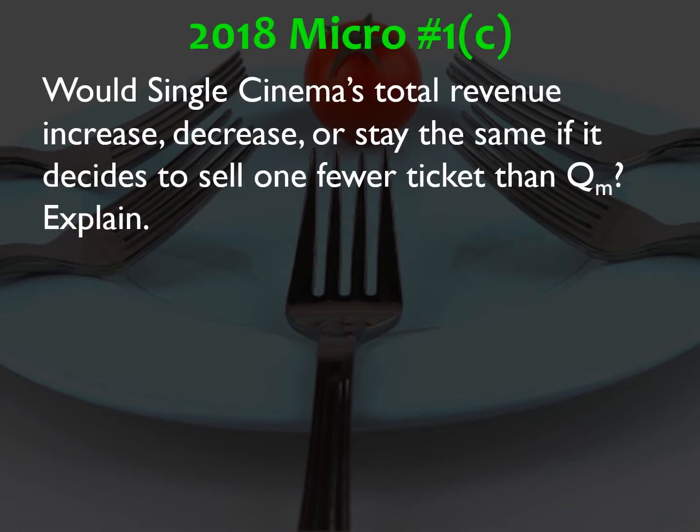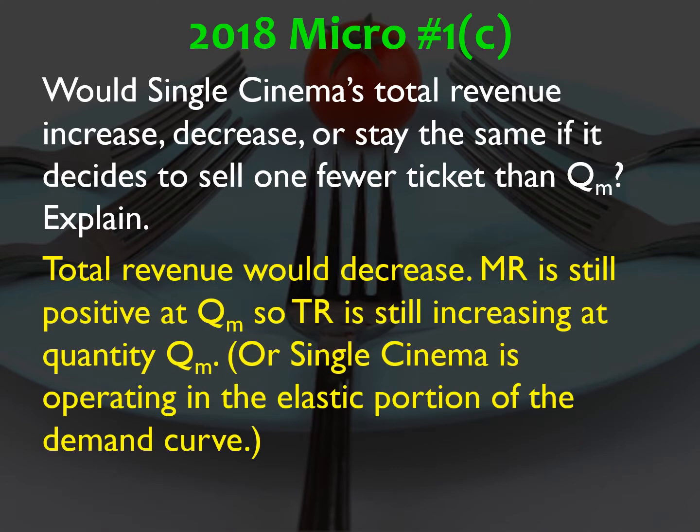C, would Single Cinema's total revenue increase, decrease, or stay the same if it decides to sell one fewer ticket than QM? Explain. At QM, you saw that MR is still positive, which means total revenue would decrease if they sold one fewer ticket. Total revenue is still increasing at quantity QM, so if they sell one fewer ticket, their total revenue is less. You can also conclude that Single Cinema is operating in the elastic portion of the demand curve. Remember, a monopolist only sells in the elastic portion of the demand curve, where marginal revenue is positive.